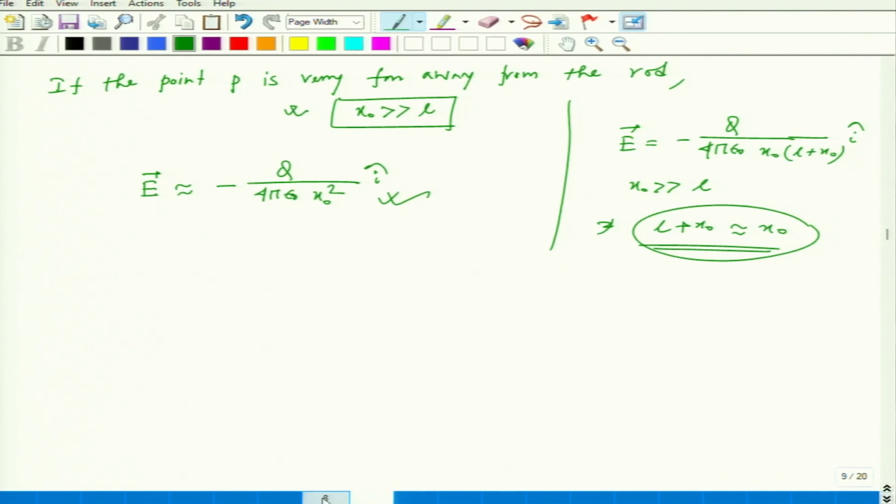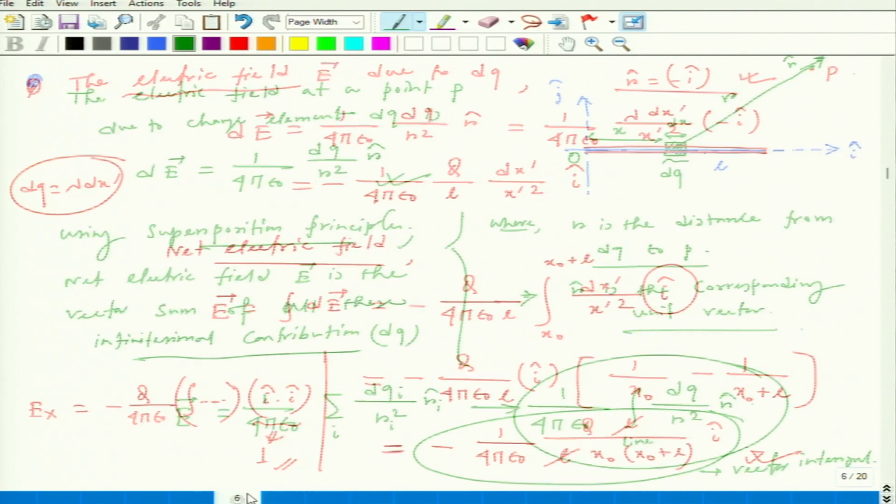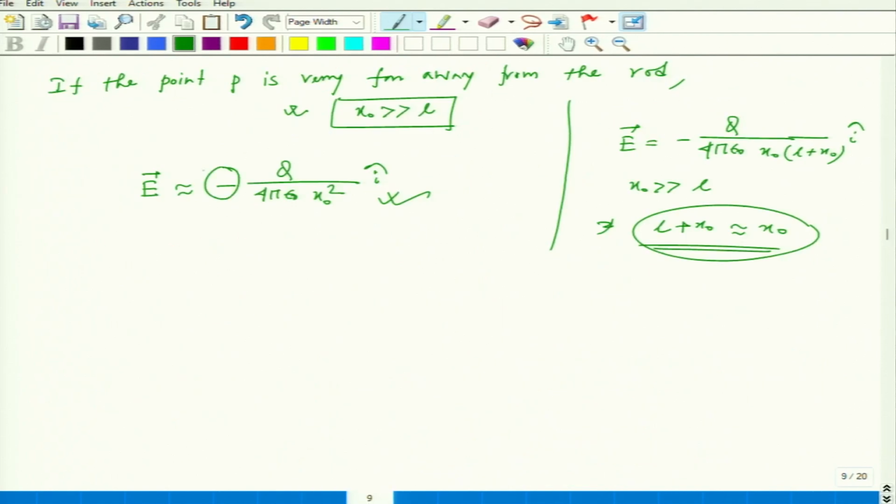So, if we calculate the electric field far away from this rod, it basically looks like a point charge of total charge q, which is lambda times L. This one is expected, and the direction is again the negative x axis, so that is why there is a negative sign. At the end you must check the limiting case, and this specifies whether your result is correct or not for an arbitrary x naught.